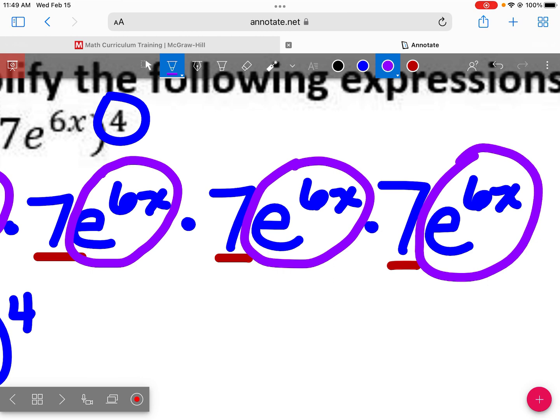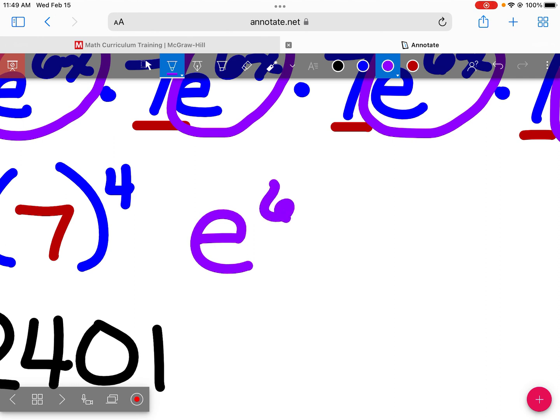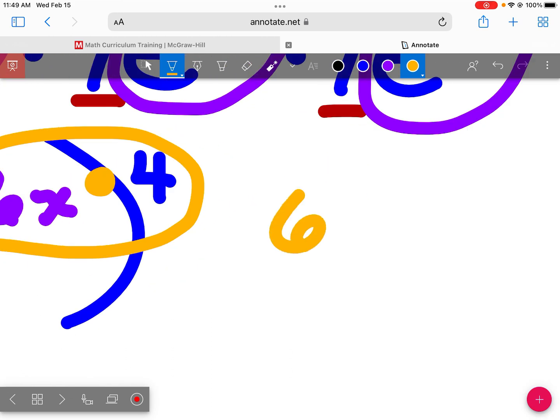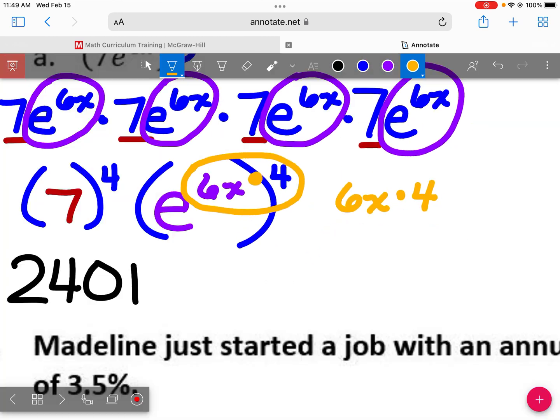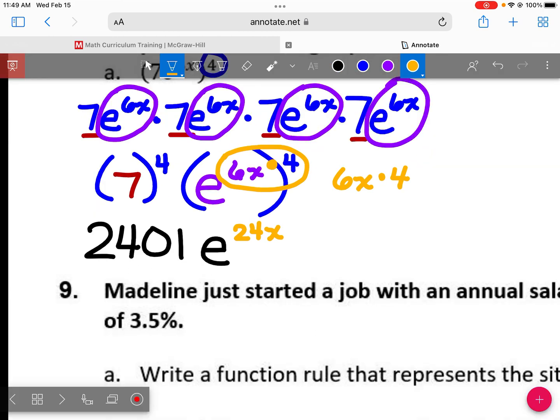How many times is that being multiplied by itself? 4 times. So E to the 6x is being multiplied by itself 4 times. How do I handle it when I've got 2 exponents, one inside the parentheses and one outside? Times it. So what is 6x times 4? 24x. So I have e to the power of 24x. That would be my final answer here.